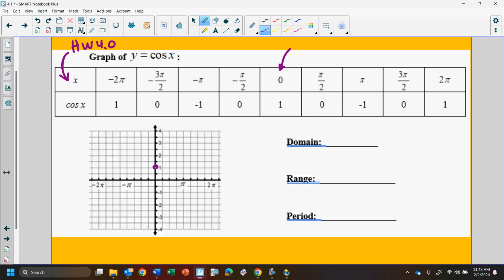At pi over 2, do you remember where pi over 2 was on the x-axis? Yeah, right in the middle between 0 and pi, right? Between here and here, right in the middle. There's pi over 2. Yeah? At that point, it is right at 0. So right on the x-axis. From there, pi is at -1. Go ahead and start plotting all these points from the table.